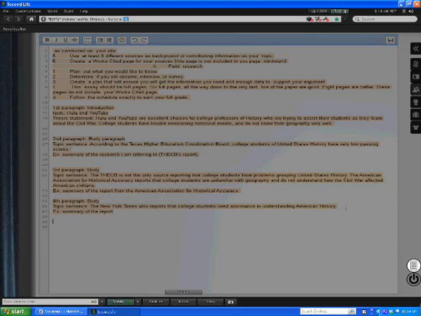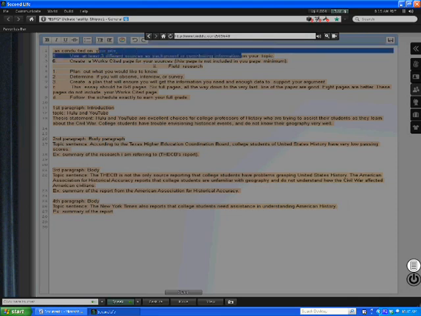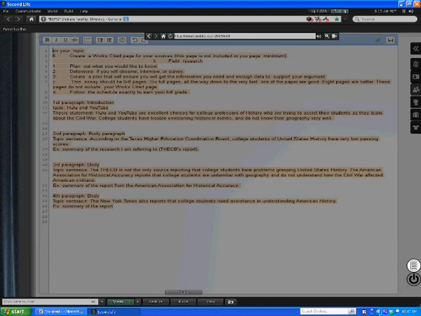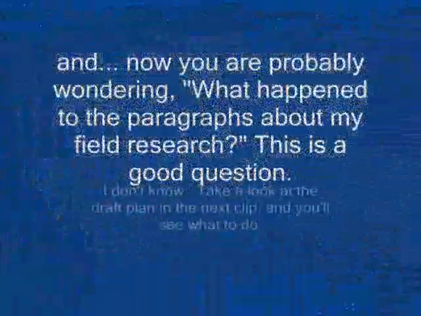So if you take a look up here, you'll see that you have to have at least 3 resources as background or contributing information. All those sources will have to go onto your works cited page. But you also have to have field research. So this is where we're going to start out with our field research. It'll be your 5th paragraph. It's still a body paragraph, but this time it's a topic.